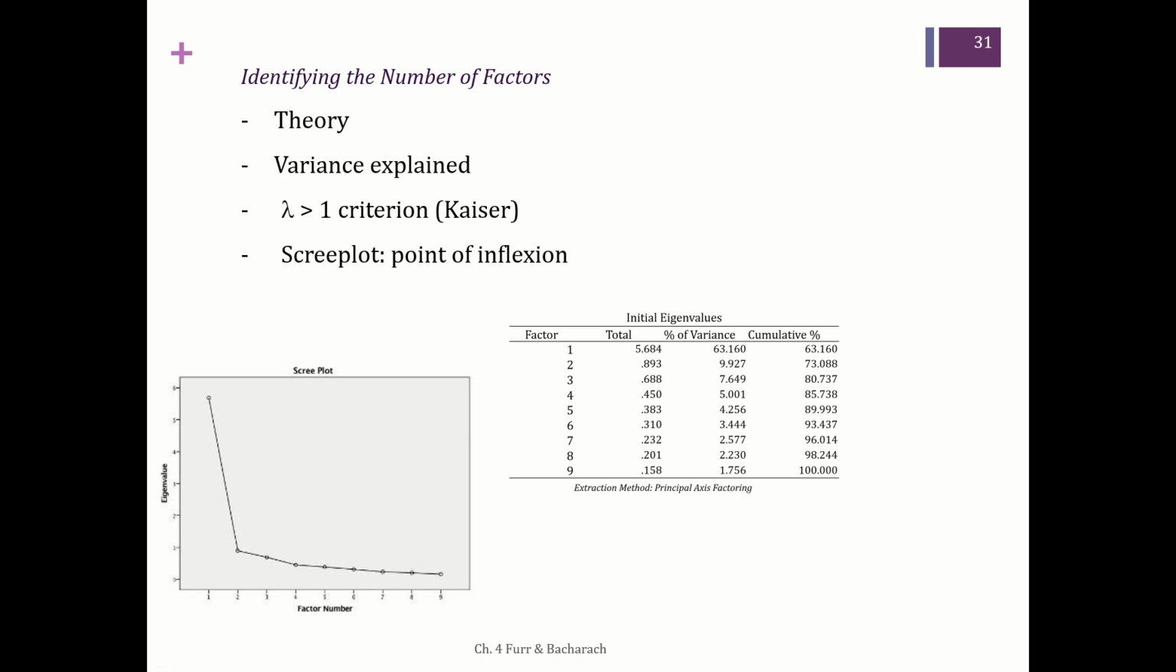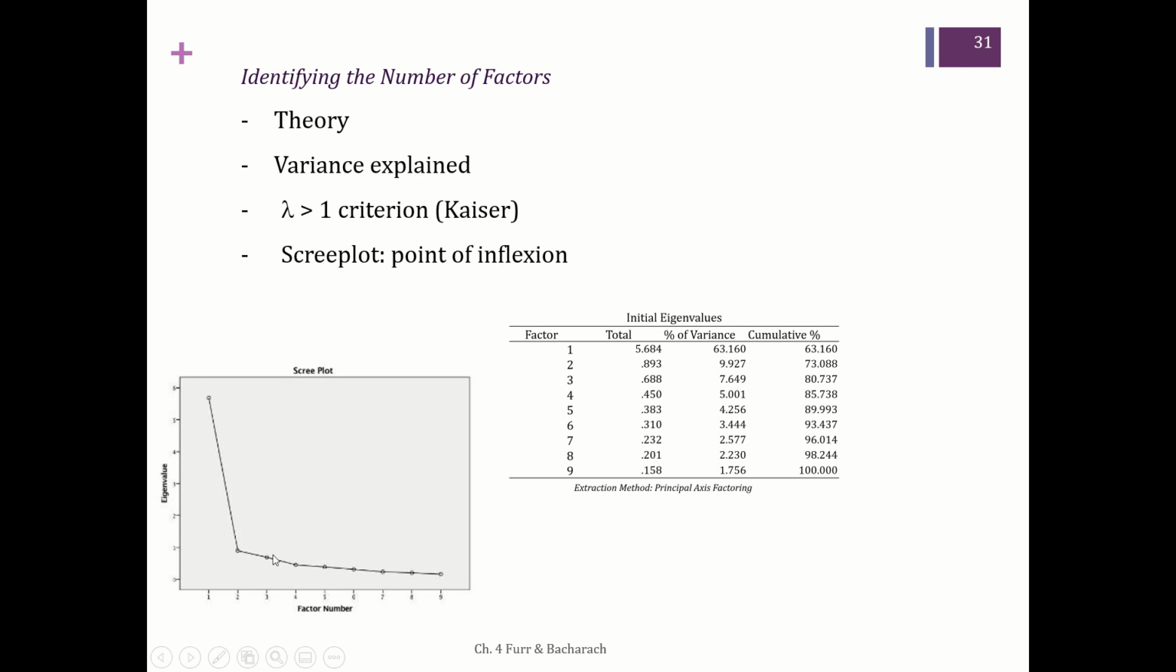Right, and the final non-theory based method of determining the number of factors you need to use is the scree plot, which is at the bottom left right here. The scree plot is just a plot of the eigenvalues, so these values of 5.684, 0.893, 0.668, they are all plotted here, with the eigenvalues on the y-axis and the number of factors on the x-axis. To use the scree plot, we basically look for the point of inflection, which is a fancy way of saying we're looking for the elbow, more or less, of the scree plot, which would be over here.